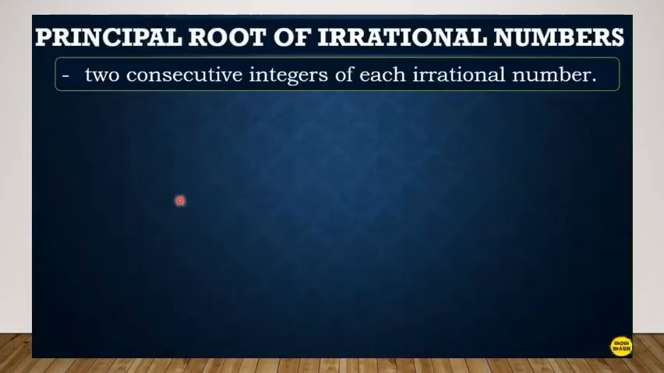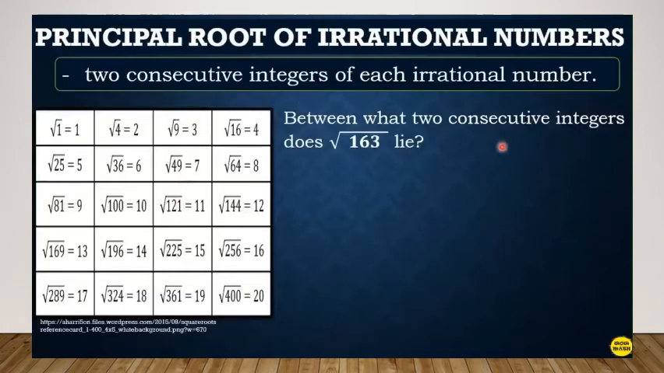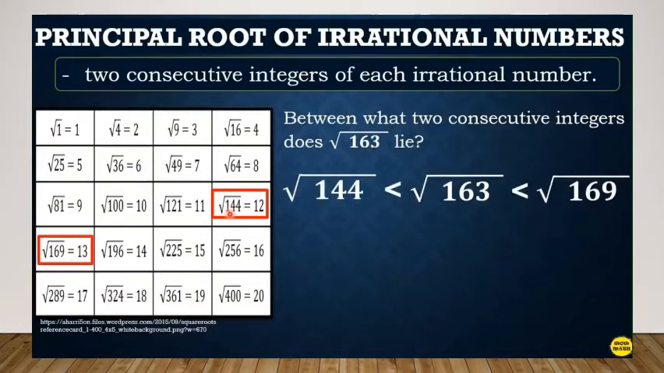Next. So, between what two consecutive integers the square root of 163 lies? So, saan naman ito? Ito ang given natin. So, hanapin natin yung dalawang perfect squares na mas mababa at mas mataas naman sa kanya. So, square root of 163, so ito siya. So, square root of 144, ito, and square root of 169. Okay, hindi pwede ito kasi lumampas na siya. Okay, so dapat nasa gitna siya. Square root of 144 and square root of 169.